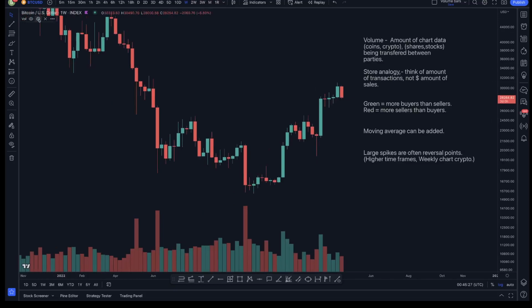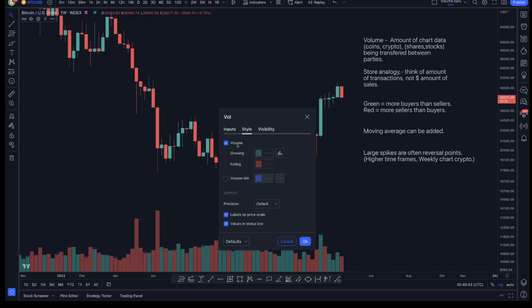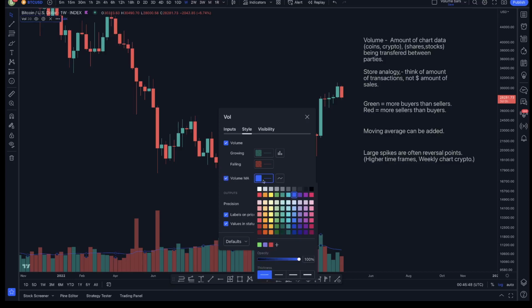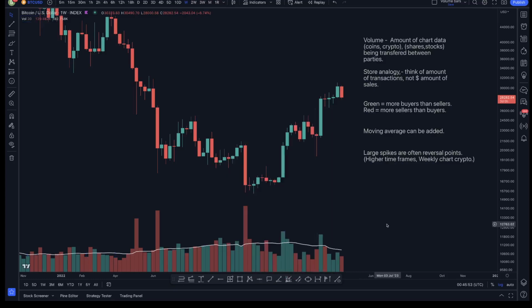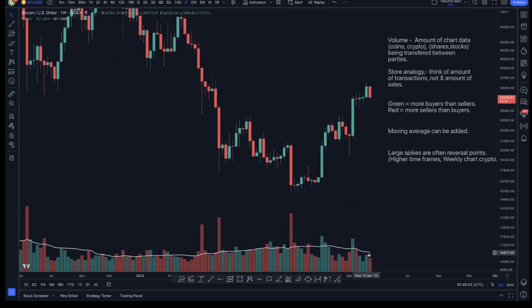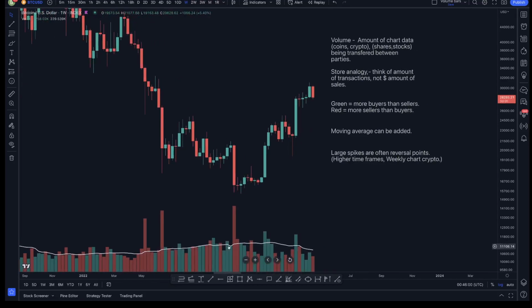Moving average can be added. So if you go up to the volume and you hit settings, input, right here it has MA length. 20 is pretty standard. It's a commonly used moving average length for the volume. And if you just click on this box, click on style and then click on the moving average, and this little line will pop up. And I like to put it on white so I can see it. And then this is essentially an average of the previous 20 bars of volume.